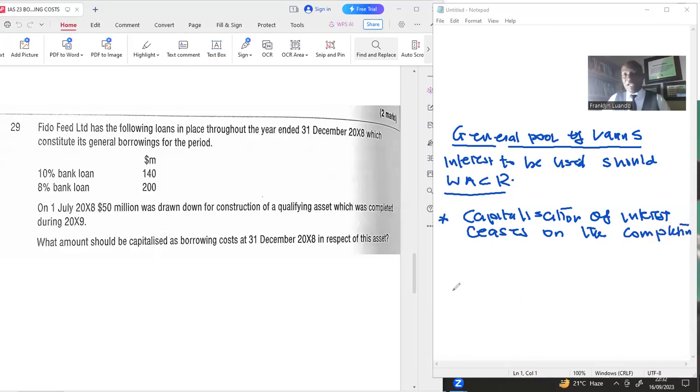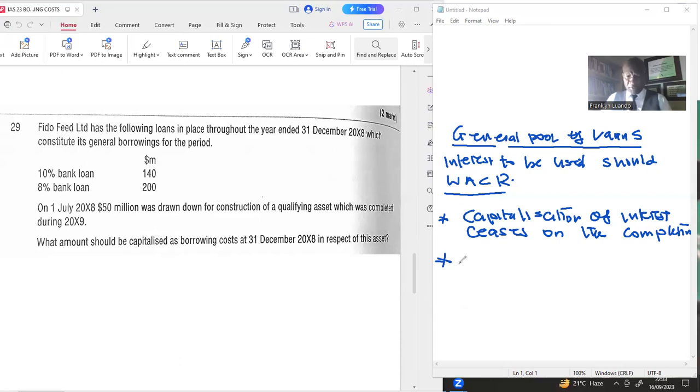That is when the asset is ready for use. No more capitalization. The last part, interest that is not capitalized. Interest that is not capitalized because there was a period of non-activity.